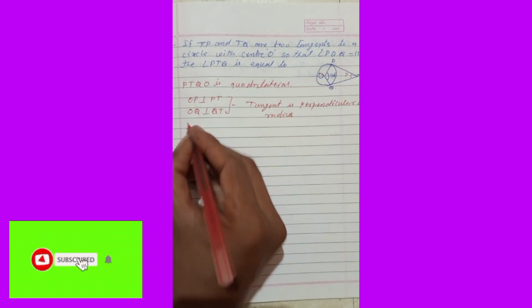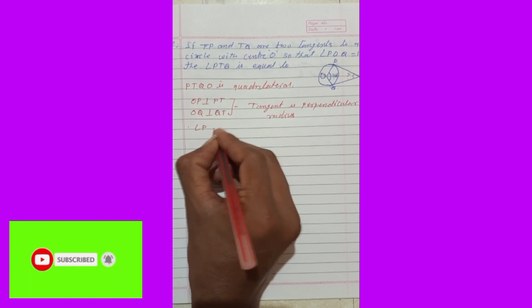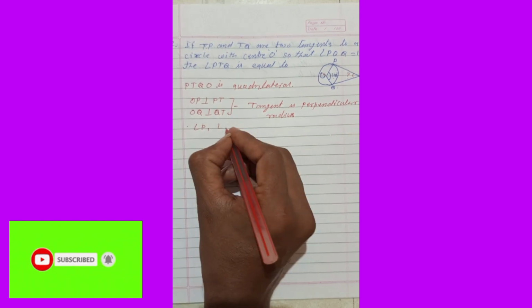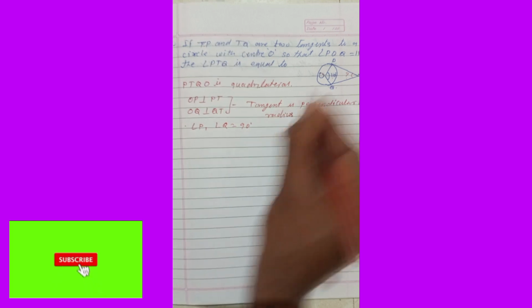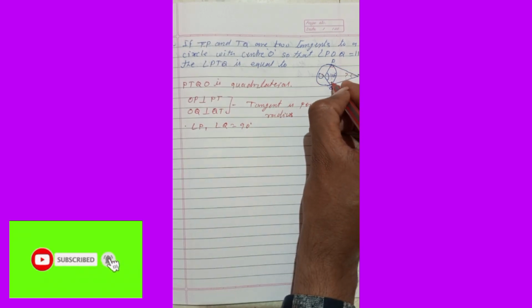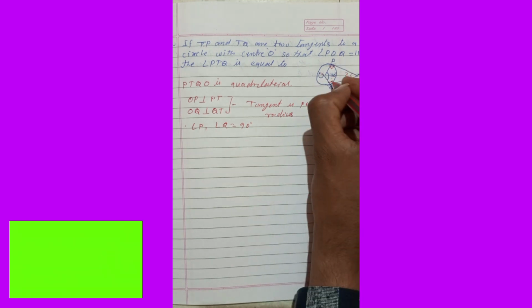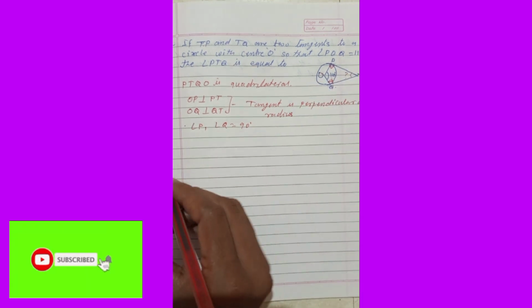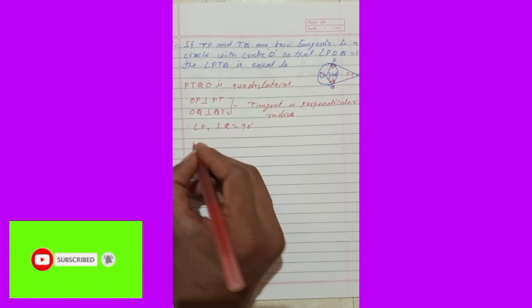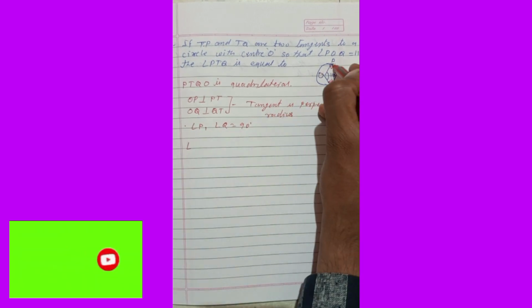So we can write angle P and angle Q are equal to 90 degrees, because they become 90 degree angles here. A perpendicular always makes a 90 degree angle. These angles are perpendicular on that, so 90 degrees.